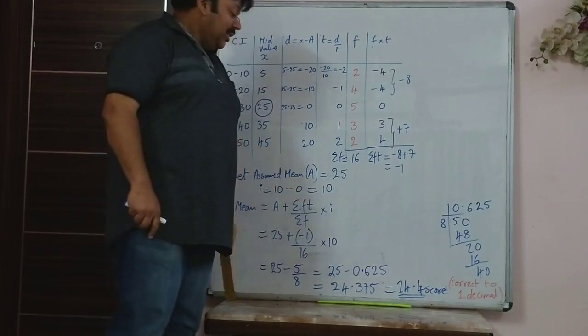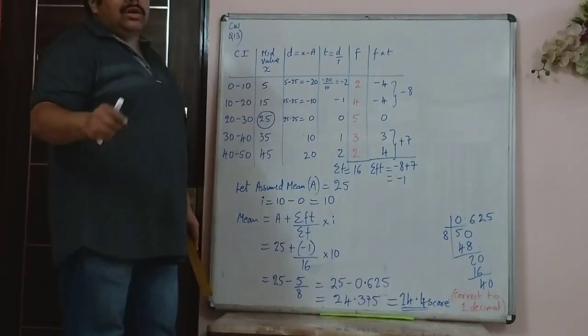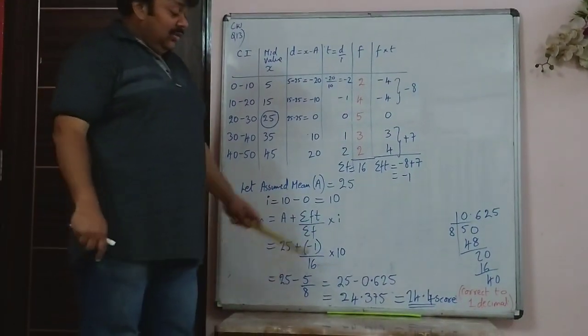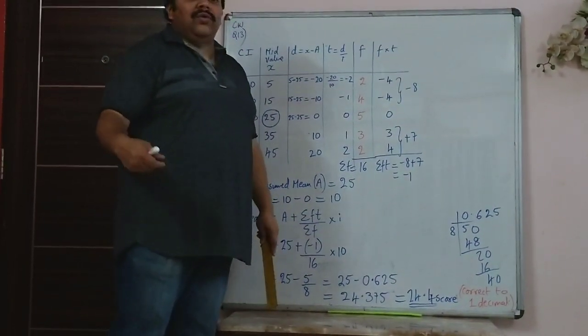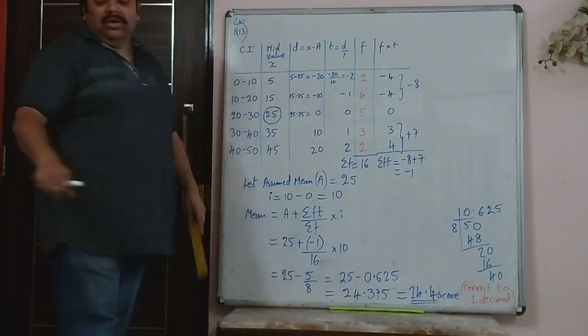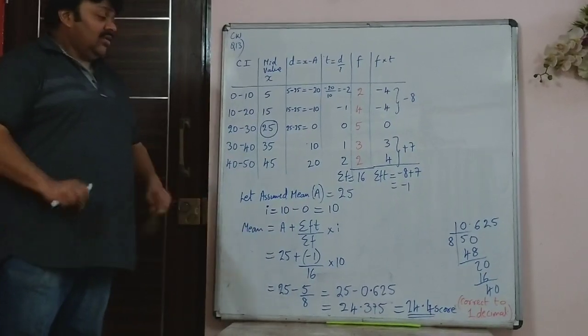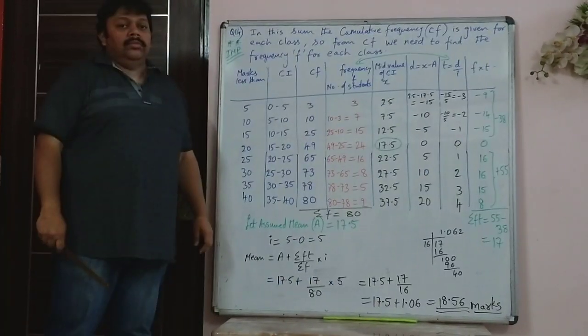So 24.4, that is what? X-axis, score. So that is the mean score. Mean score is 24.4 marks or score. In this case, since the x-axis shows score, write score. So that's the final answer.